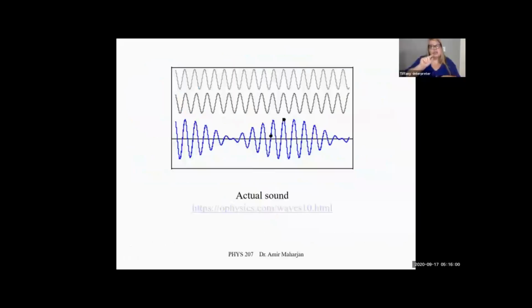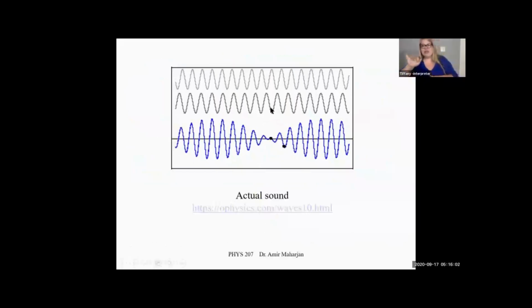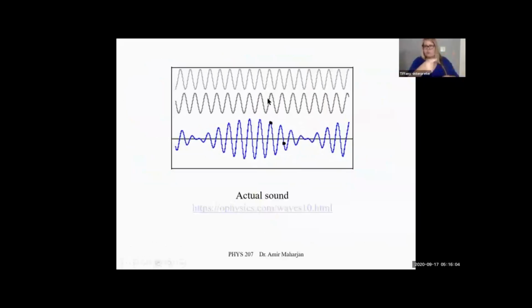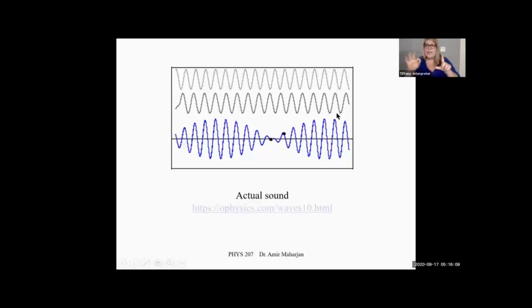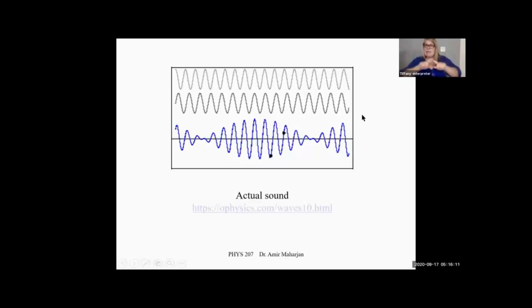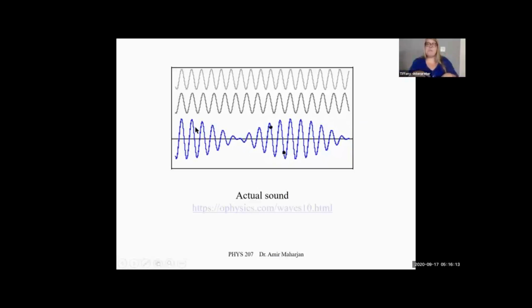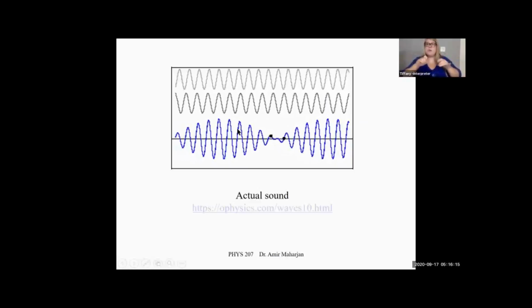So this animation will clearly explain that. You have two waves sounded together, having slightly different frequencies. And over time, what will happen? As a function of time, sometimes they will meet constructively. It's called in phase.